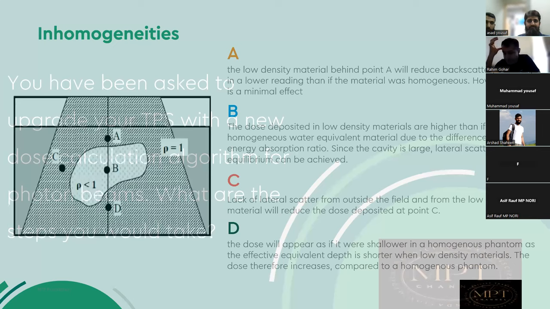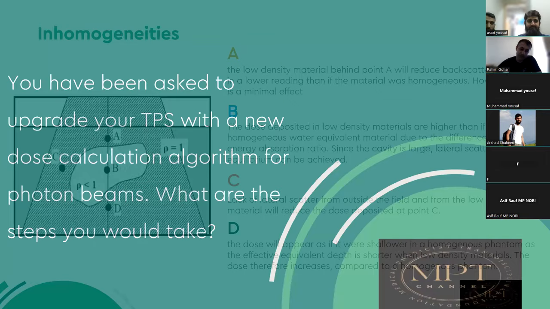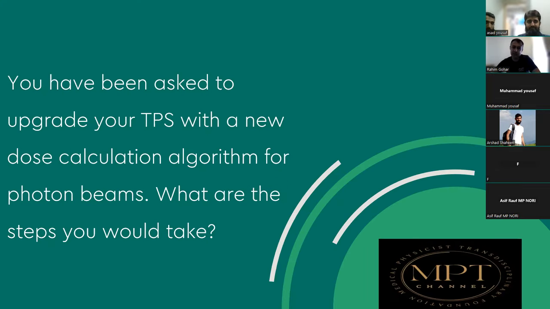All right, here is a task for you guys. You have been given a task to upgrade your TPS to a new dose calculation algorithm for photons, and you have to take your steps. You are in charge to upgrade your TPS to a new treatment planning calculation algorithm. How will you approach it?